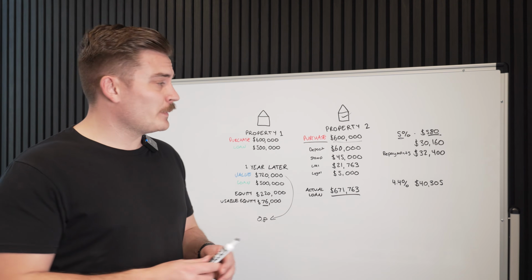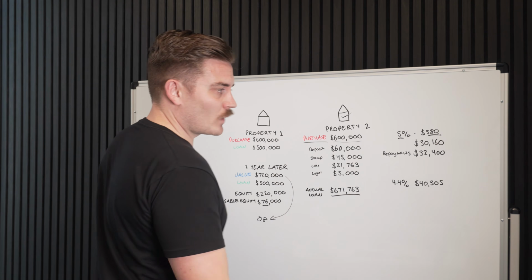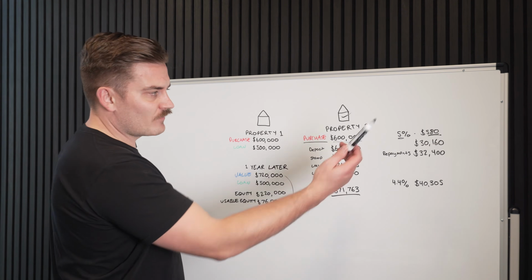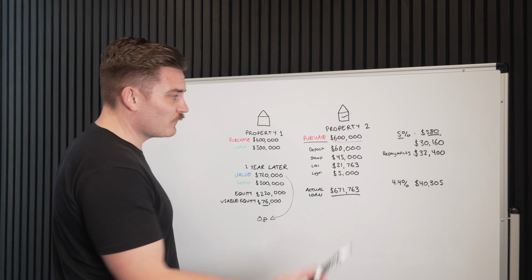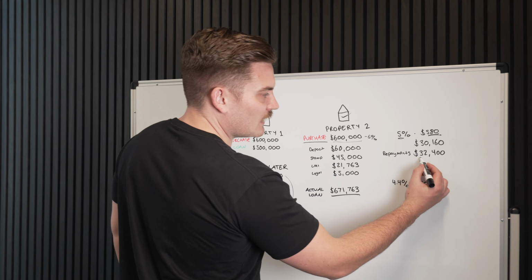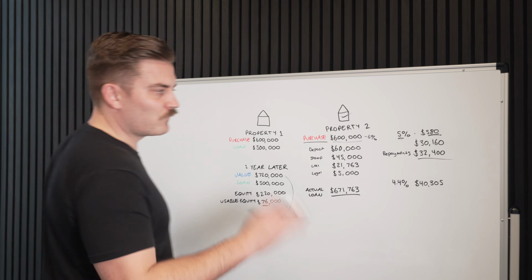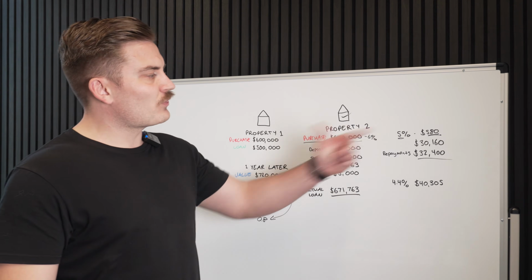Now, the rent that we're going to be getting per year is $30,160 at $580 a week. And the repayments that we owe to the bank at interest only for this new property, my repayments per year is going to be $32,400. I'm bringing in $30,000 in rent.